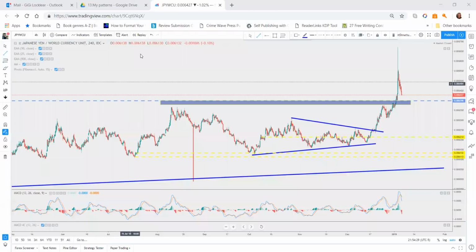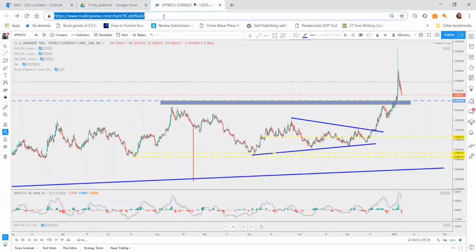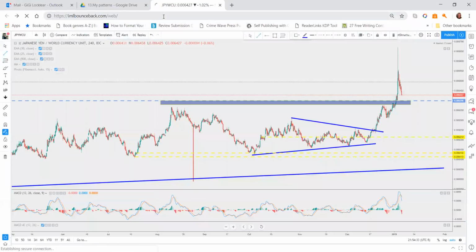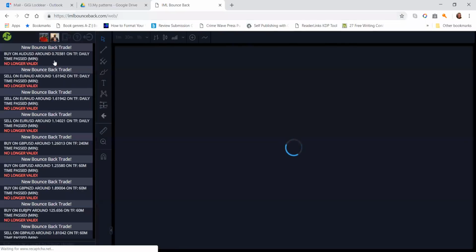But now, covering market structure, does anybody have any questions? If not, I'm going to cover a couple of these IML Bounce Back trades. It says no longer valid. Come on, reload. I backtested these today, and even though they say no longer valid, they all hit.